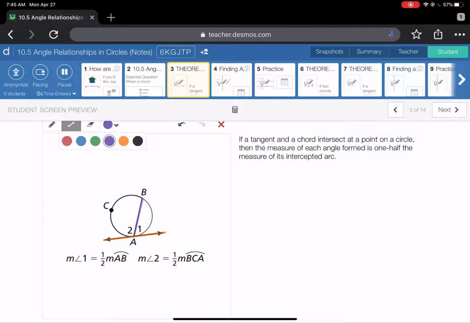So then what this is saying is that the measure of each of our angles that is created, for example, this angle 1, is going to be equivalent to 1/2 of the intercepted arc, so 1/2 of arc AB. And then angle 2 is going to be equal to 1/2 of arc ACB, or BCA. So that is what this theorem is talking about.